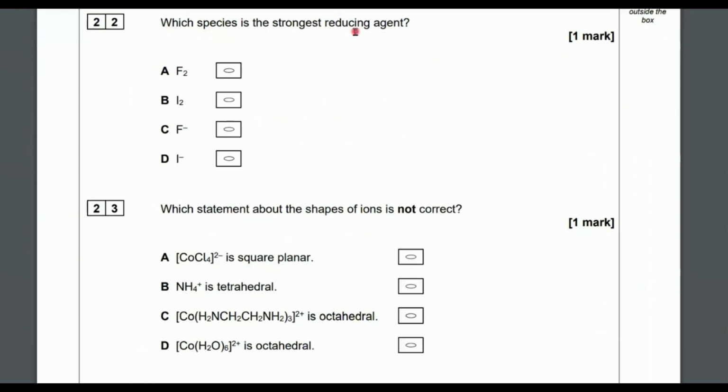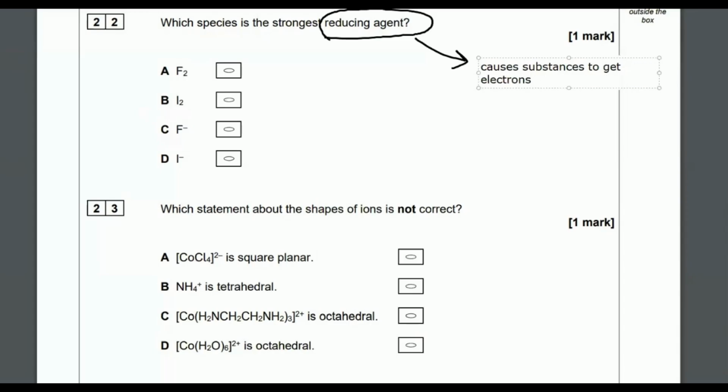Which species is the strongest reducing agent? So again, this is really highlighting, what does reducing agent mean? A reducing agent causes substances to gain electrons, right?